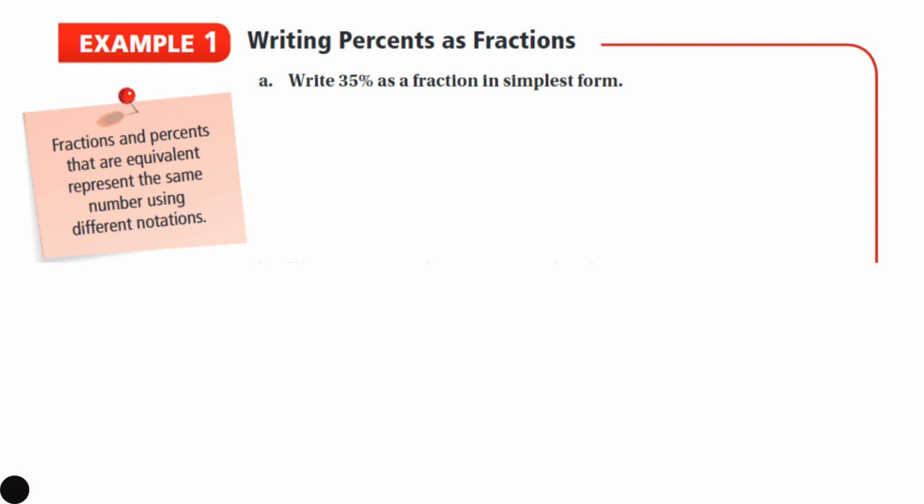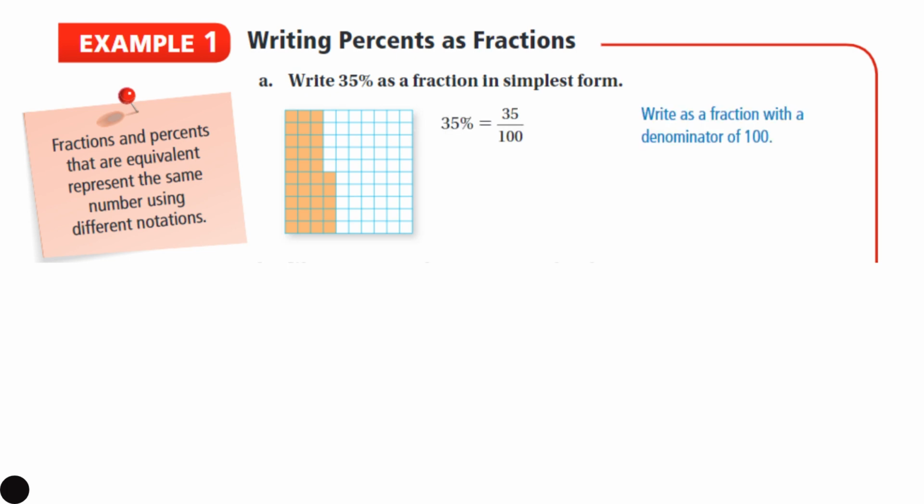Example number 1, writing percents as fractions. Write 35% as a fraction in simplest form. You can see we have the 100 grid, and we fill in 35 of the 100 boxes. 35% equals 35 over 100, and we can simplify that to 7/20ths if we divide both the top and the bottom by 5. So 35% equals 7/20ths as a fraction.